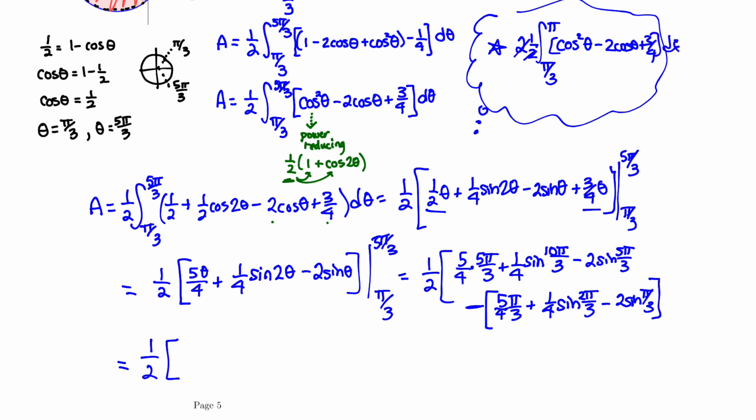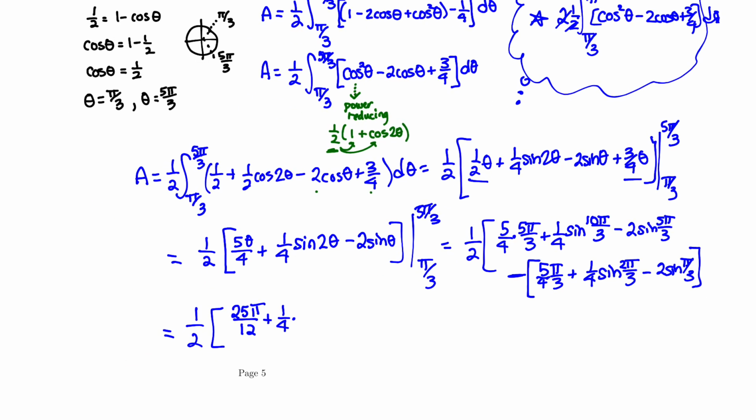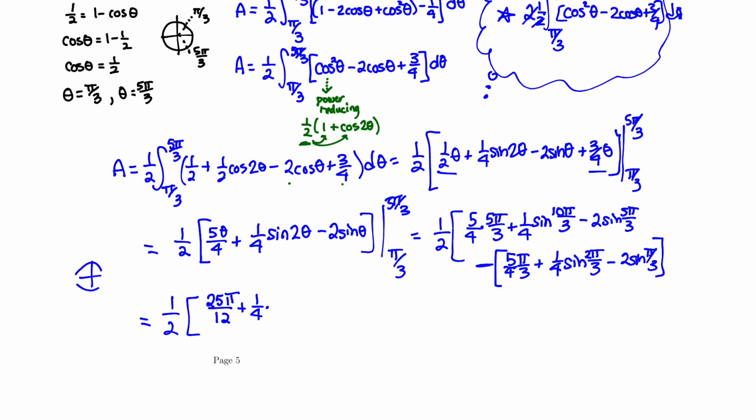Because that would cancel. It would just make it nice and cleaner. But that's okay. Here we go. So underneath we get 25 pi over 12 plus 1/4 times sine of 10 pi over 3. So now I have to figure out where 10 pi over 3 is. 10 pi over 3 is 3 1/3 pi. So that puts me down here. And the sine is negative square root 3 over 2.